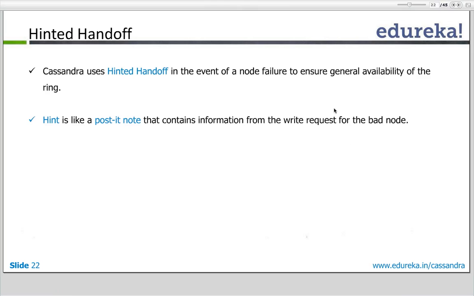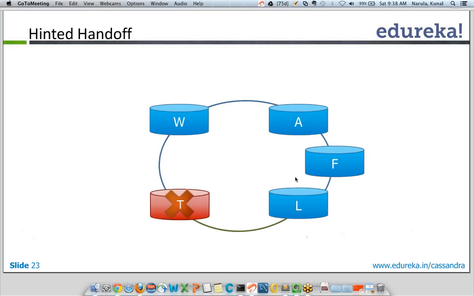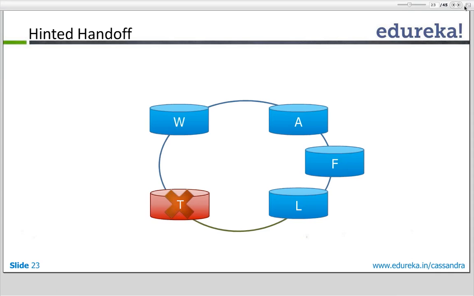Let me just take it up instead of waiting for the answers. Let's assume this is your cluster, and this node went down. Now there is a key P that was supposed to go to this node. So W and A, or probably one of these, will take up the data for key P.